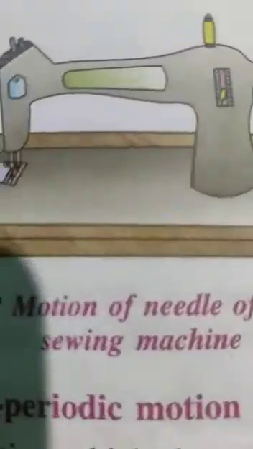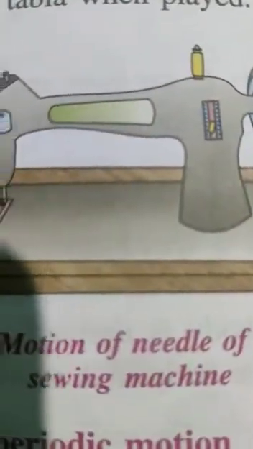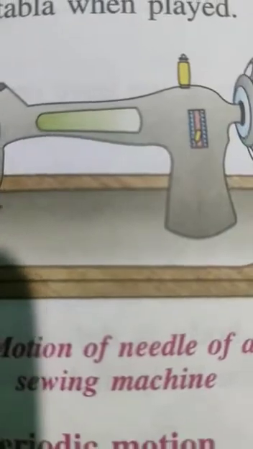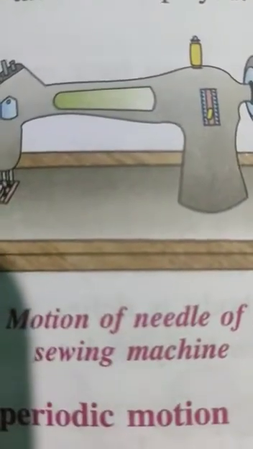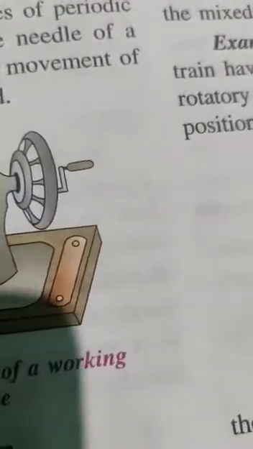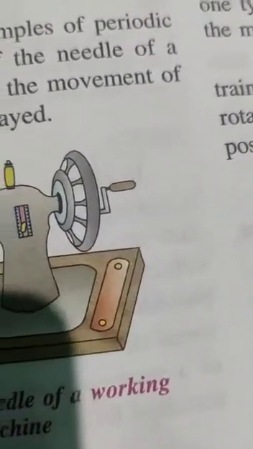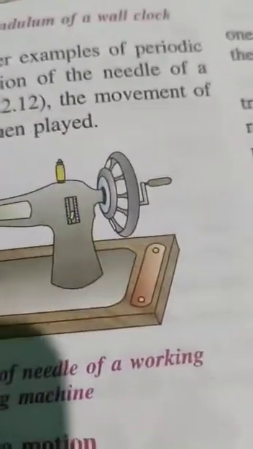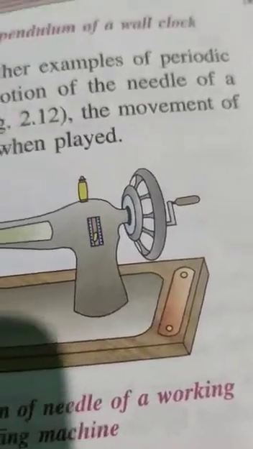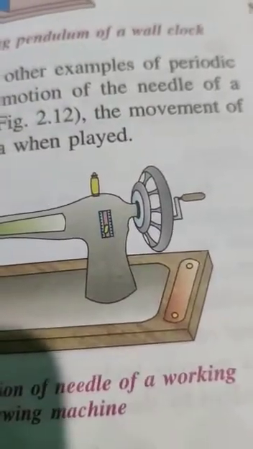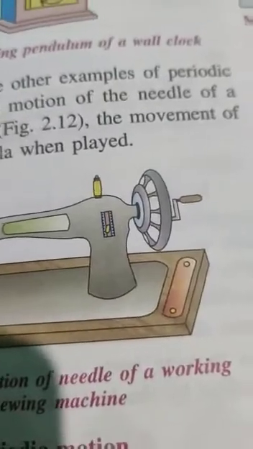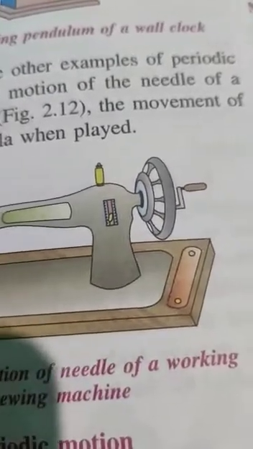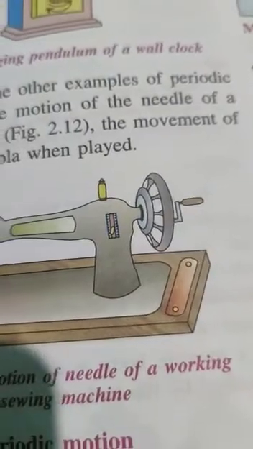Now one more example, see this one. Similarly, other examples of periodic motion are the motion of the needle of a sewing machine and the movement of the membrane of a tabla when played. These are examples of periodic motion which repeat after a regular interval of time. And just the opposite of it is non-periodic motion, children. If a body doesn't repeat its motion after a regular interval of time, that is non-periodic motion. A car moving on a busy road is an example of non-periodic motion.